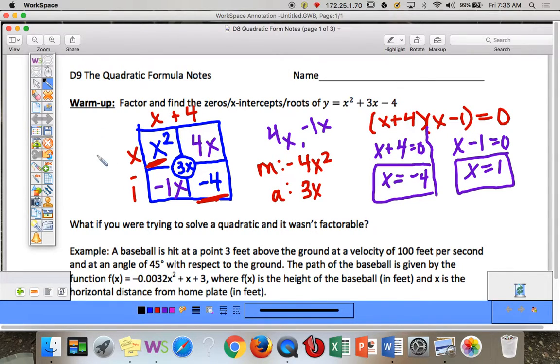If I were to sketch a picture of this, at negative 4 there'd be a 0, and at 1 there'd be a 0, and it'd be a quadratic that would look something like this.